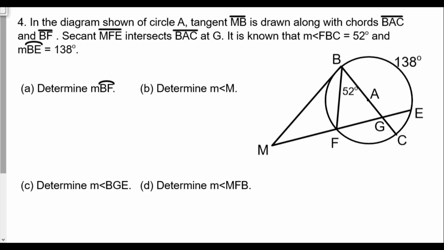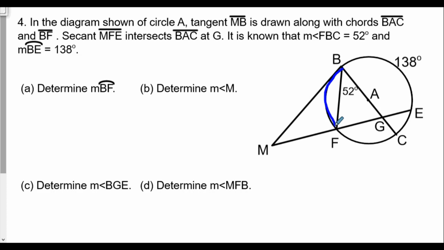Secant MFE intersects BAC at point G. It is known that the measure of angle FBC is going to be 52 degrees, and the measure of arc BE is 138. So the first question is we're going to try to find the measure of arc BF actually. So arc BF is going to be this arc here. Okay, all right.